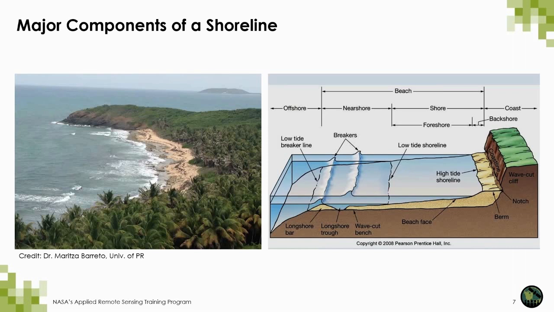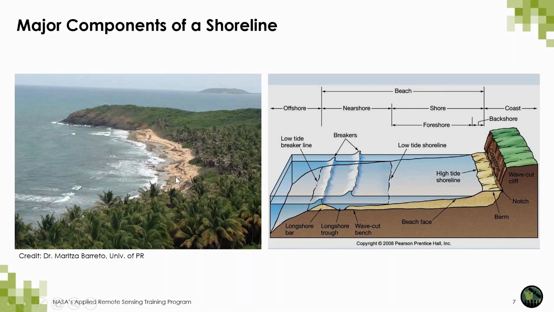Okay, so let's talk a little bit about major components of a shoreline. Most times, people tend to talk about the shoreline, the coastline, and the shore. It's kind of the same thing. But actually, geologically and topographically, these are different components of coastal areas. So for instance, the shore, which is shown here on this graph and the diagram, and then I have here a photo from an area in the east coast of Puerto Rico to show the same features.